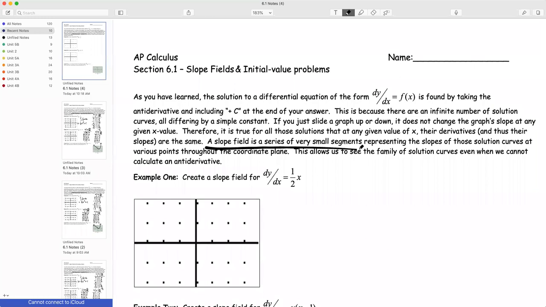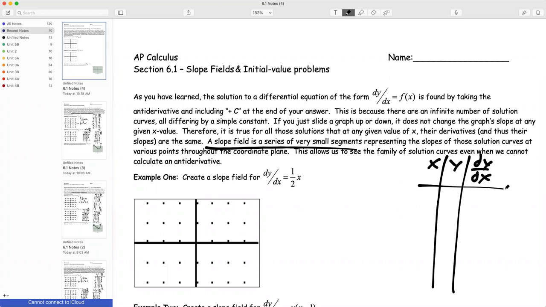Example 1 says create a slope field for dy dx is equal to 1/2 x. So I'm going to make a little chart here. I've got x, I've got y, and I have dy dx. And so what I'm going to do is look at the coordinate values of x and y and plug them here into my equation. There is no y variable in this one. There is in the second example, but in this one, I can ignore the y variable because there is not one in my equation.